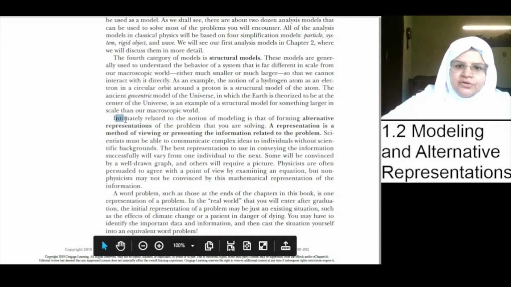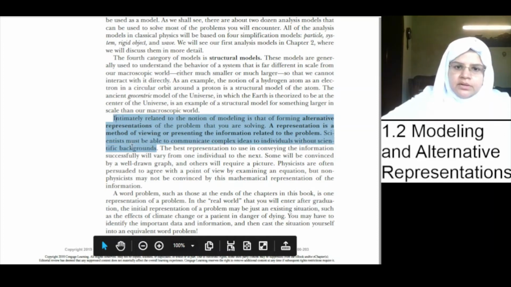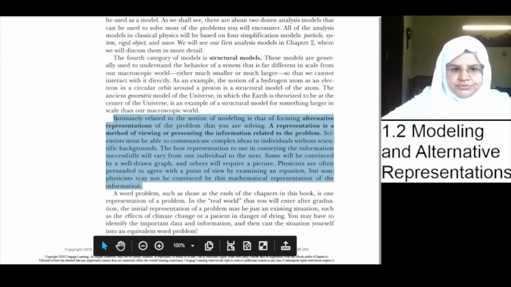Intimately related to the notion of modeling is that of forming alternative representations of the problem that you're solving. A representation is a method of viewing or presenting information related to the problem. Scientists must be able to communicate complex ideas to individuals without scientific backgrounds. The best representation to use in conveying the information successfully will vary from one individual to the next. Some will be convinced by a well drawn graph, and others will require a picture. Physicists are often persuaded to agree with a point of view by examining an equation, but non-physicists may not be convinced by this mathematical representation of the information.